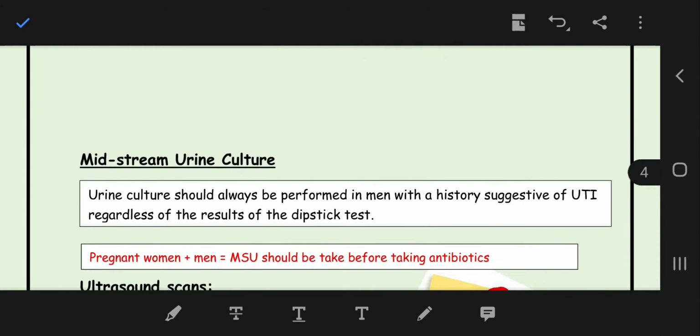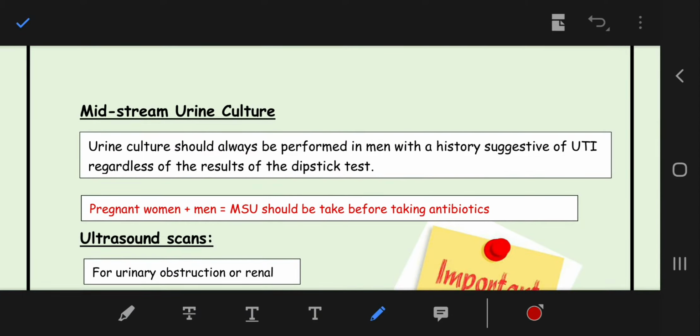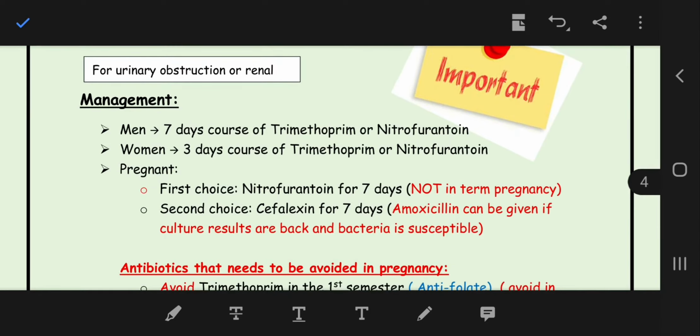Moving on, next one would be midstream urine. This should always be taken before, look at the red box here, before giving antibiotics. To whom? To men and pregnant women. Mark these words, men and pregnant women. Okay, make a note of this. So let's go to management, guys.